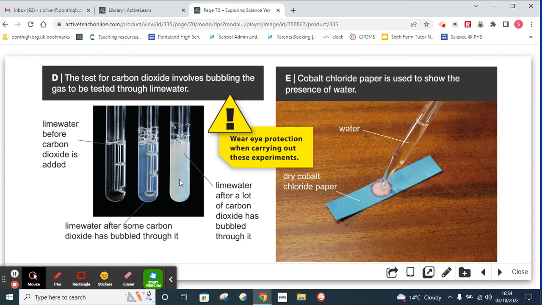Test for water, use a chemical called cobalt chloride paper. Cobalt chloride paper is blue when there's no water present, and it goes pink when water is present. Another test for water is it boils at 100 degrees C.